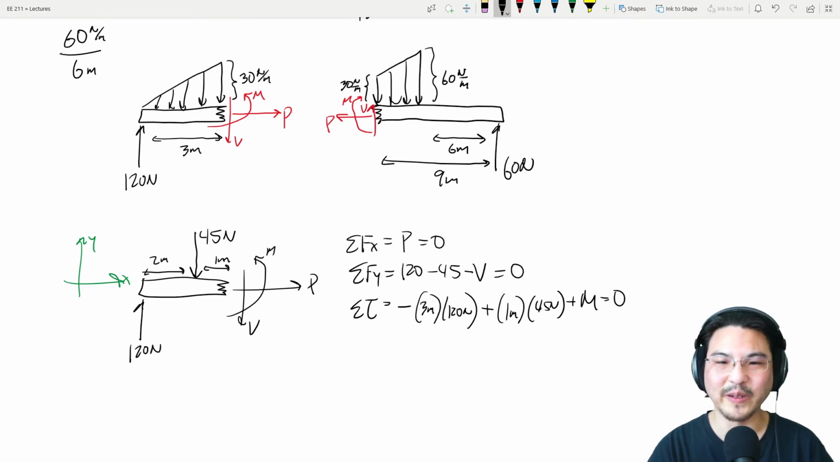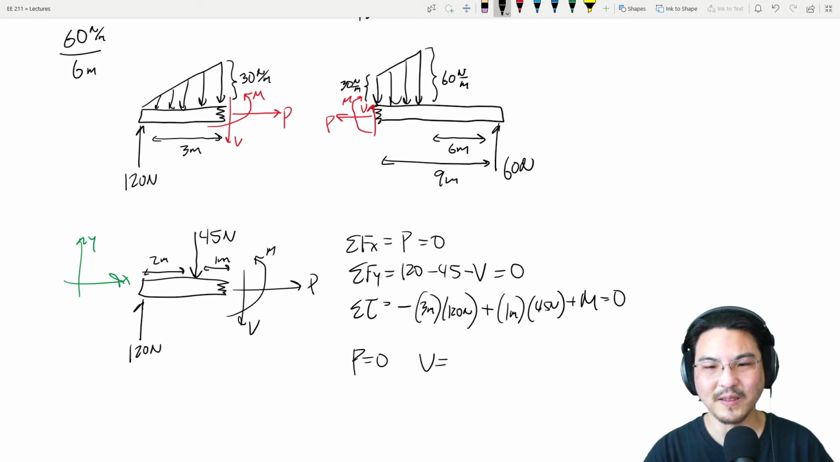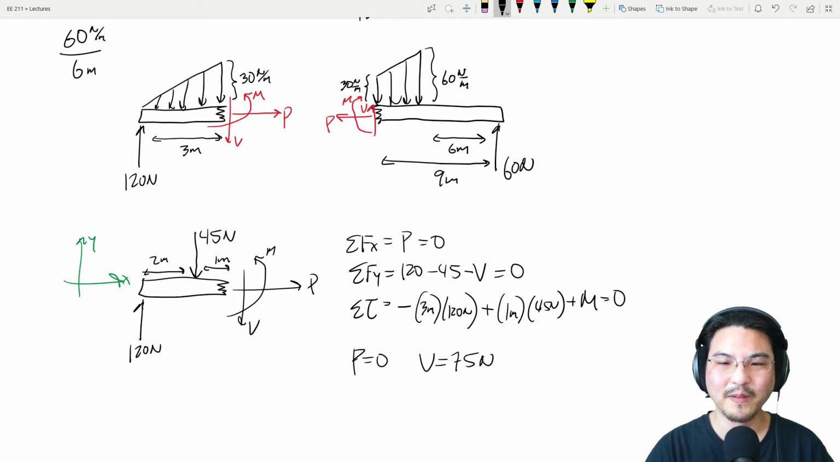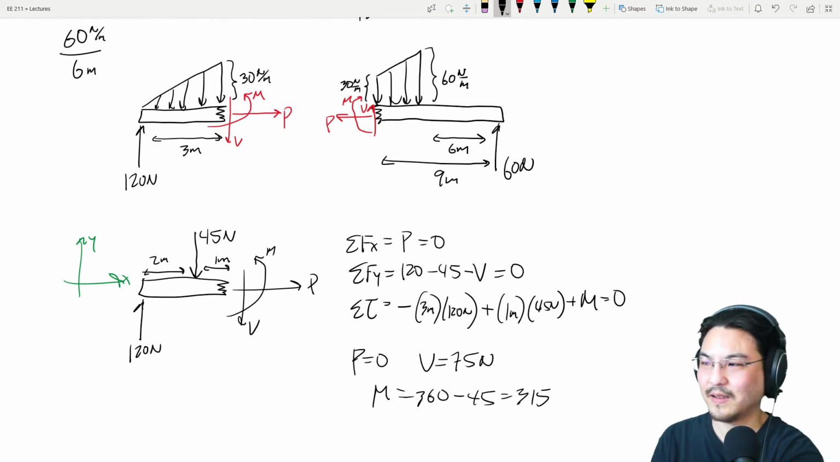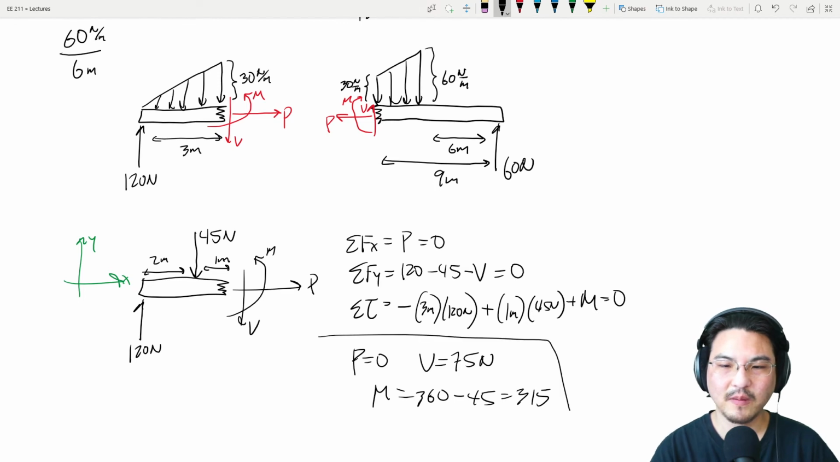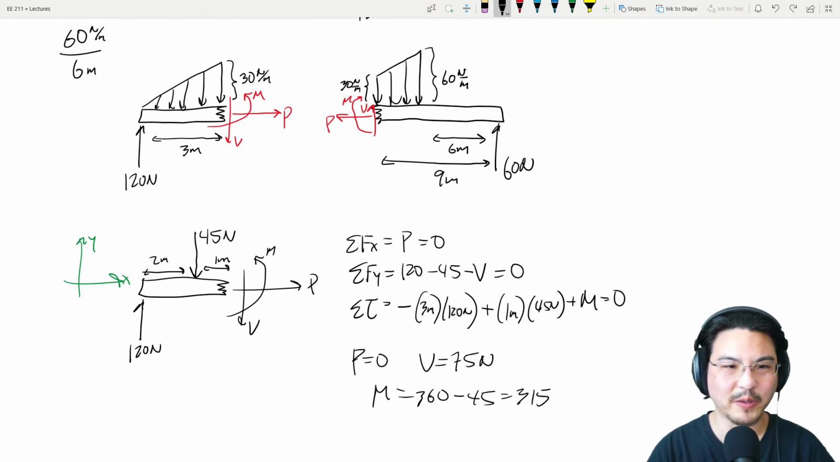Okay, so let's solve for our three unknowns. P is 0. V is 120 minus 45. So that's 75. And then M is negative all this. So whatever, 360 minus 45. So that is 315. Okay. Now, I should write my units over here. Newton meters. Okay.